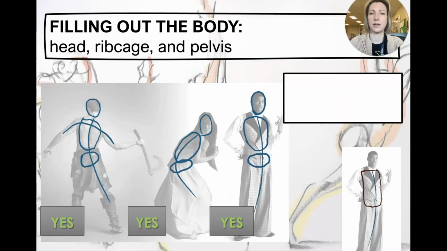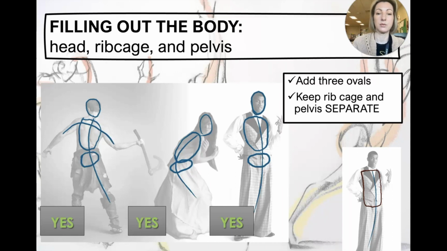So second, you're going to fill out the body. So the head, the rib cage, and the pelvis. So you're going to add 3 ovals. I will also say some people do boxes. There's other methods to this. So this is not like canon. You can study other teachers and you could do it different ways, but this is just how I do it.